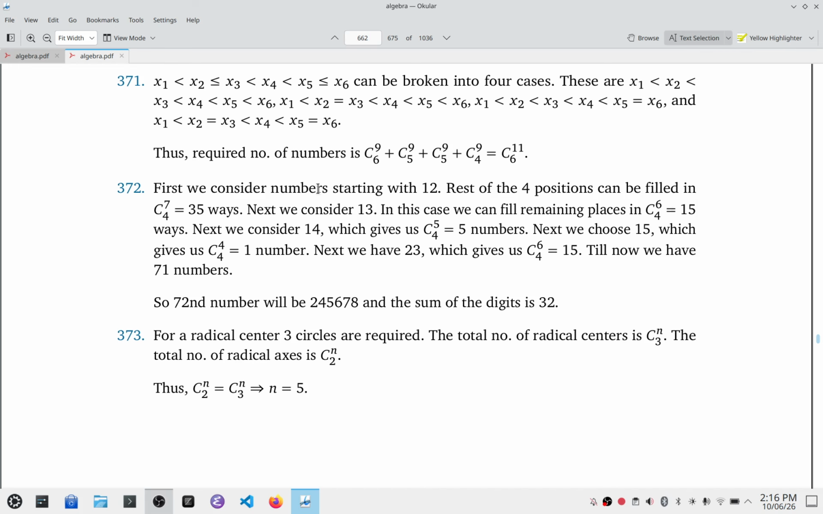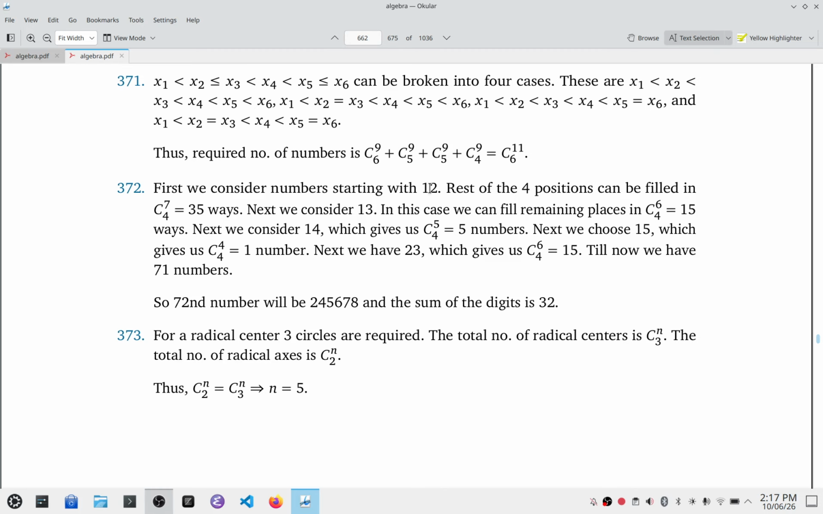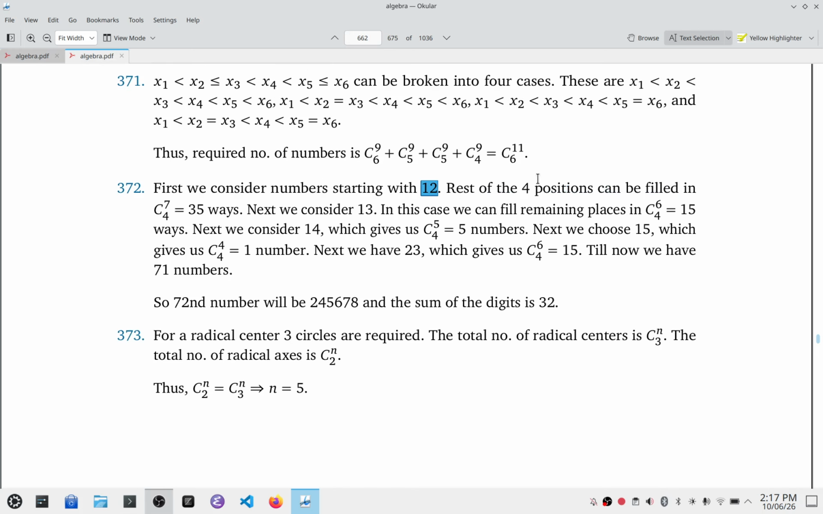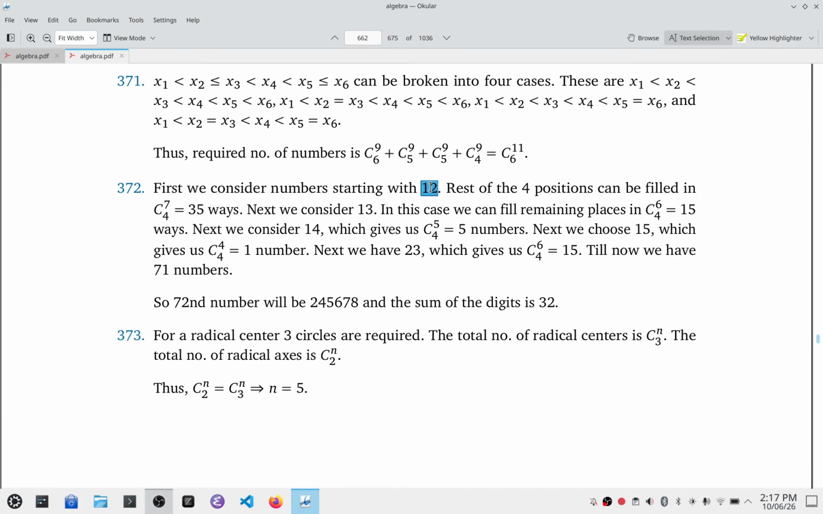So our most significant digit cannot be 0. 0 just cannot be part of x1 through x6 because all digits are greater than 0, right? So 0 cannot be part of this. So we can't take 11. We take 12. The reason we can't take 11 is because x2 is always greater than x1, so we take 12.